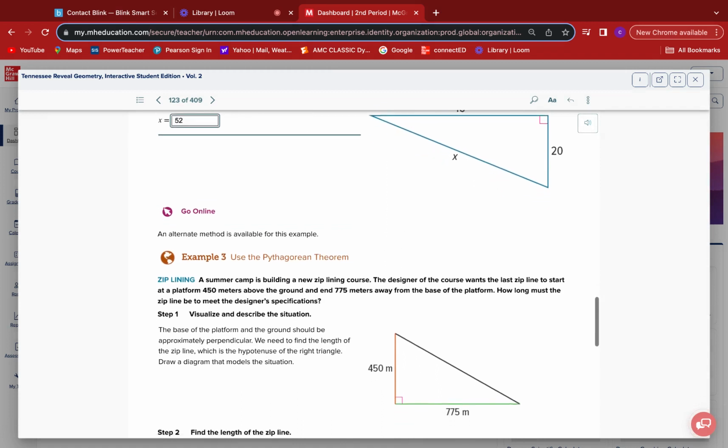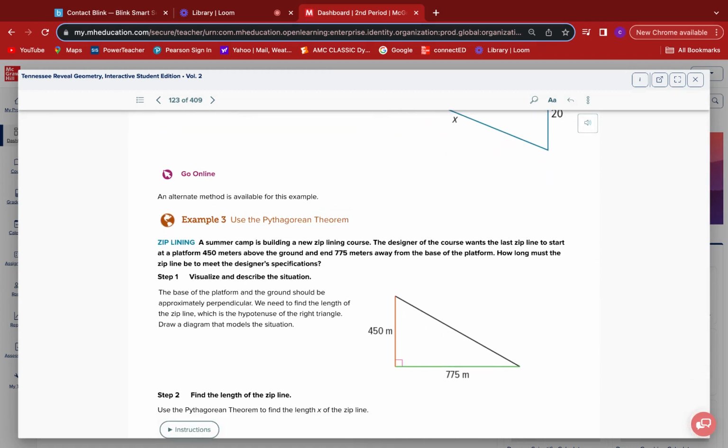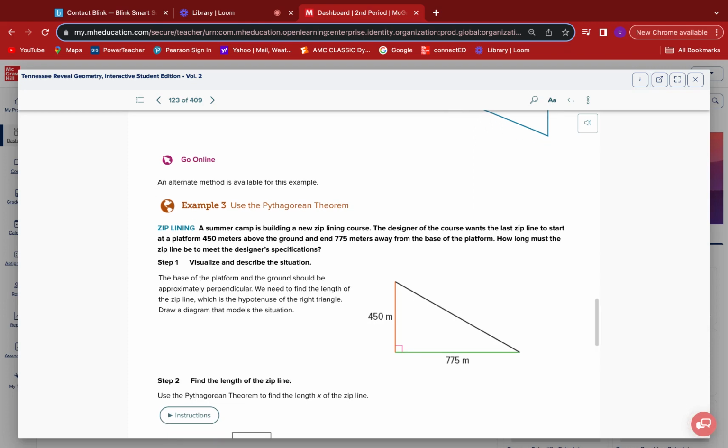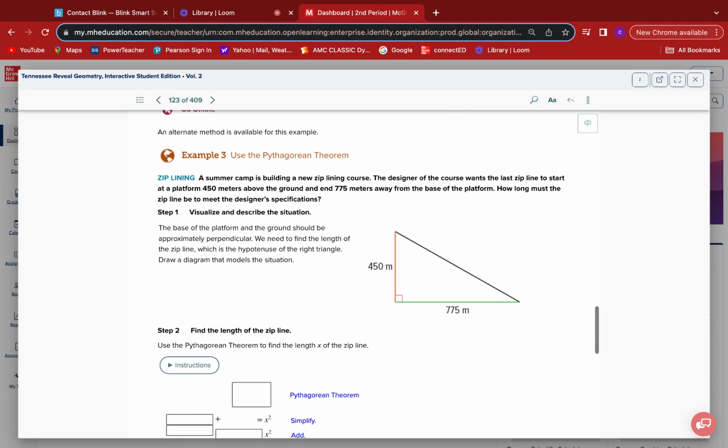Example number 3. I'm on page 514 of the workbook at the bottom. Example number 3 says use the Pythagorean theorem. All right, I got a word problem here. Summer camp is building a new zip line course. The designer of the course wants the last zip line to start at a platform of 450 meters above the ground and end 775 meters away from the base of the platform. How long must the zip line be? This is your hypotenuse to meet the designer's specifications.